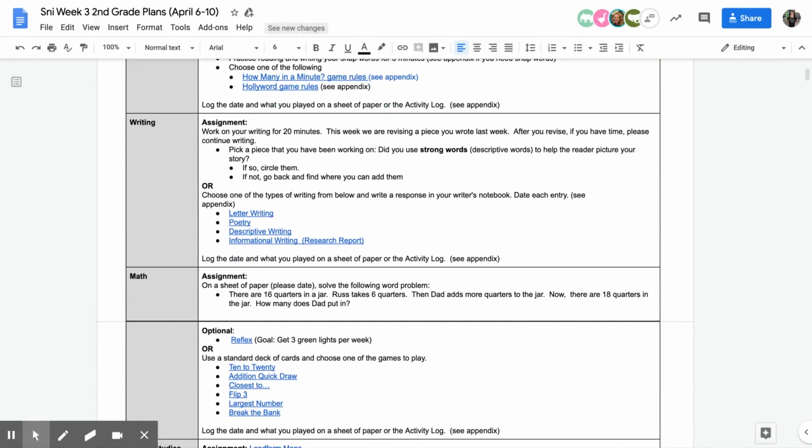On math, on a sheet of paper, put today's date, April 6th. Solve the following word problem. There are 16 quarters in a jar. Russ takes 6 quarters. Then Dad adds more quarters to the jar. Now there are 18 quarters in the jar. How many does Dad put in? Remember to show your number model as well as the answer.